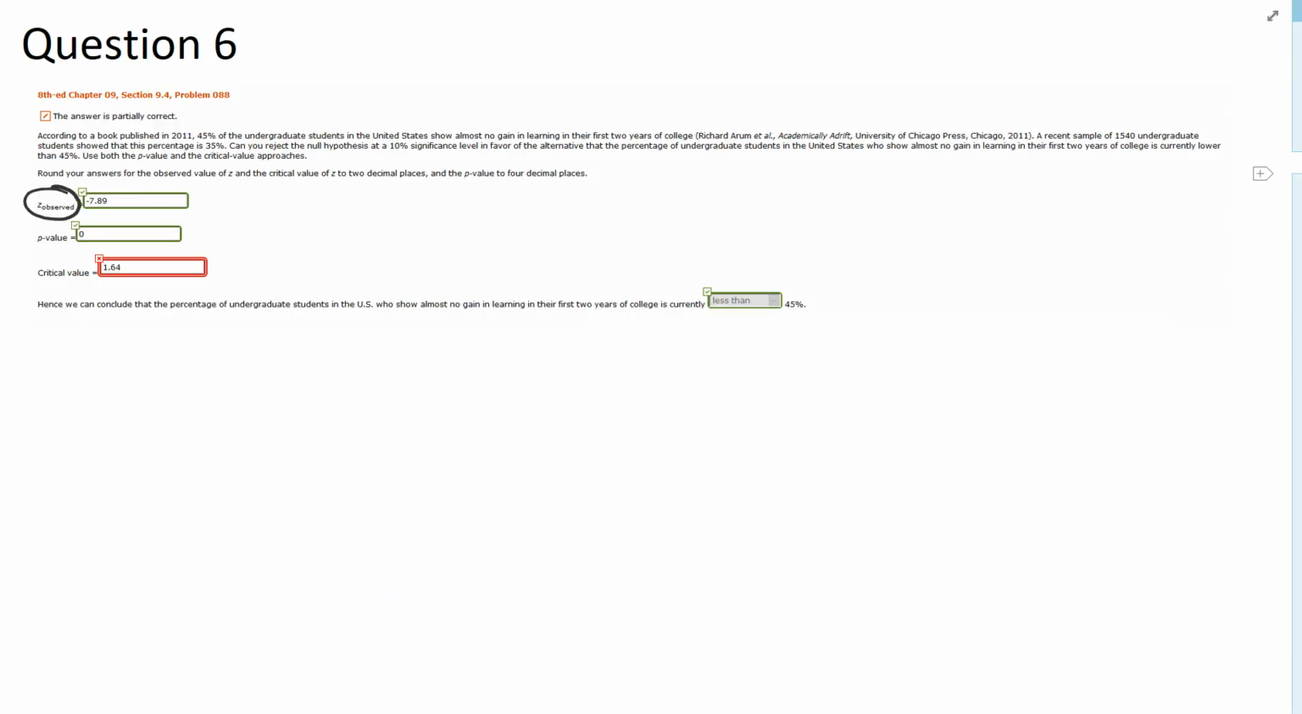So, reading the problem statement, we have p equals 0.45. The hypothesis, H1, is given as p is less than 0.45. So we take n times p. In this case, we have 1,540 students.